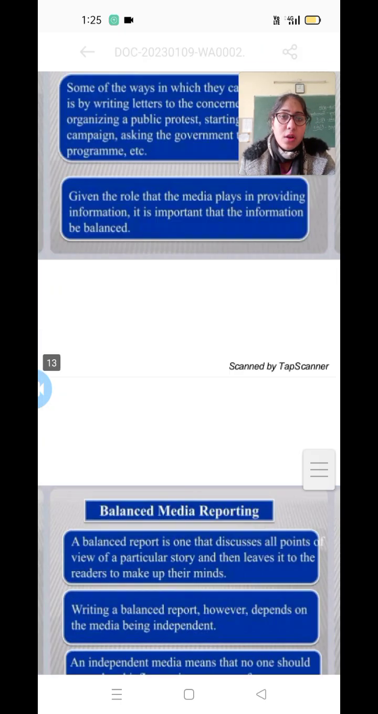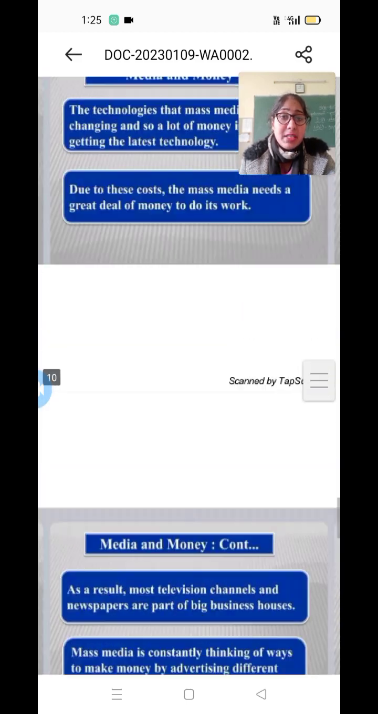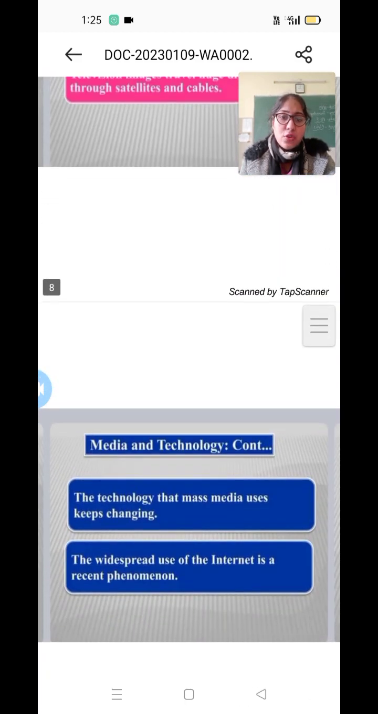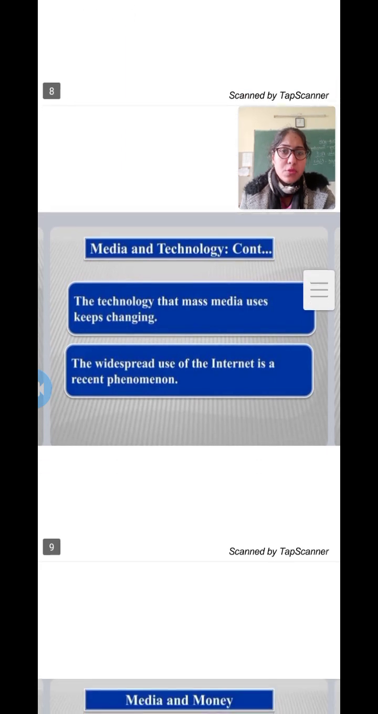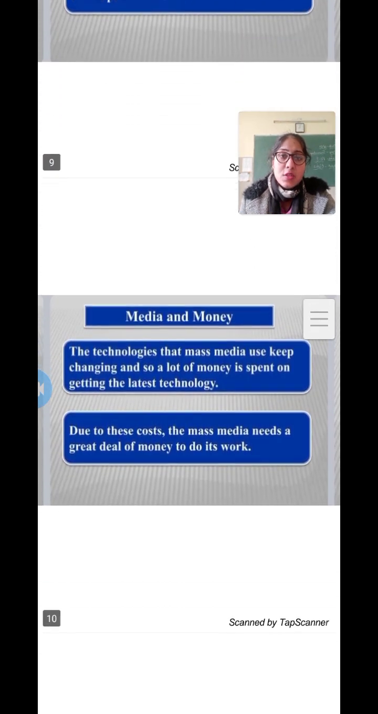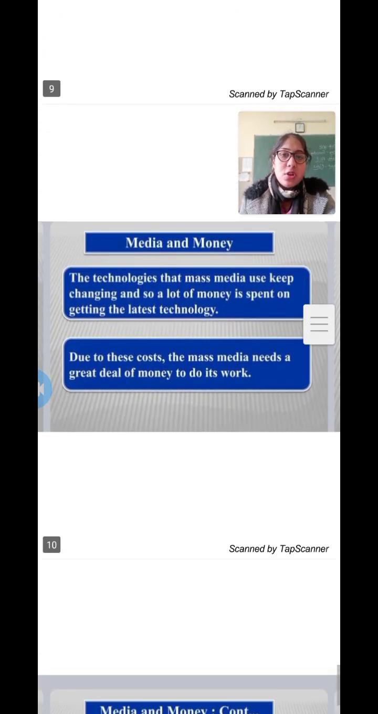Okay, so this is all about mass media and technology. I hope you people are clear with it. So now we are proceeding to our next topic, that is media and money. How is media related to money? Do you have any idea about it? How can we relate media to money?